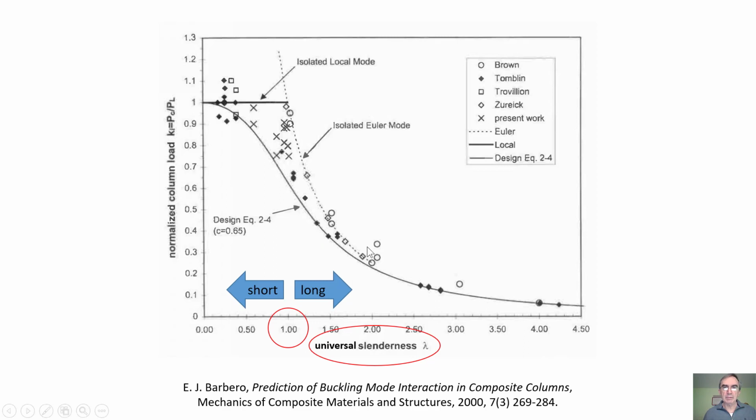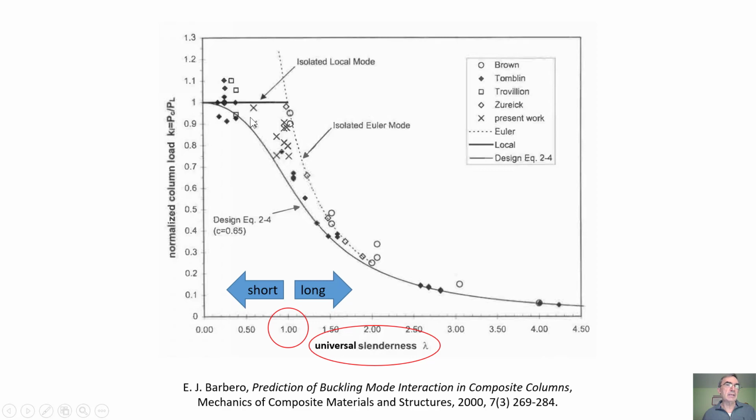So now we go to this old plot. It comes from one of my papers that I published in the year 2000. Here on the vertical axis we have the normalized column load, K sub I, which is PC over PL. PL is the local buckling load, L for local, which, as I mentioned, is practically constant over a certain range of slenderness. And you see here it is normalized, so that it is equal to 1. So the actual buckling load should be 1, all right?